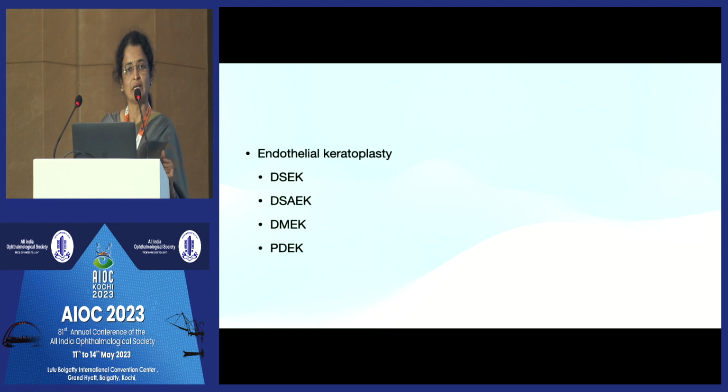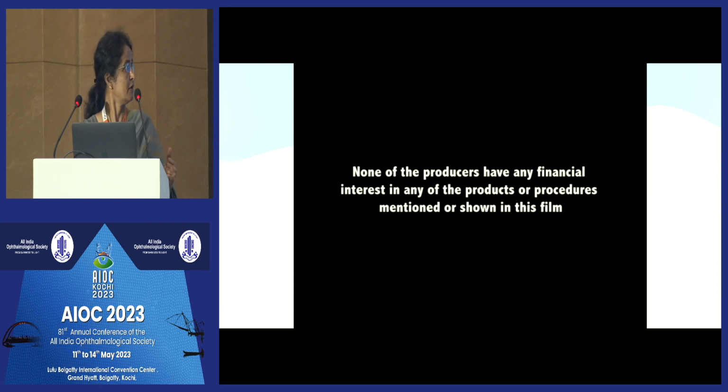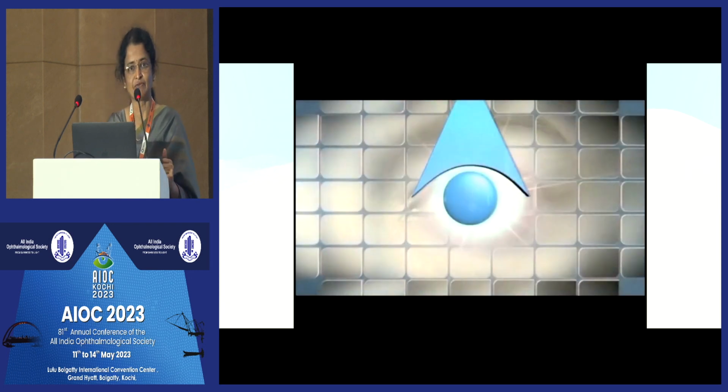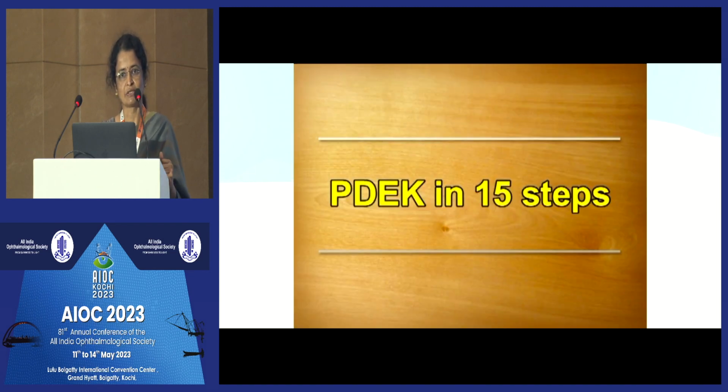The endothelial keratoplasty types we have are DSEK, Descemet stripping endothelial keratoplasty, DSAEK, Descemet stripping automated endothelial keratoplasty, DMEK, that is Descemet membrane endothelial keratoplasty, and PDEK, that is pre-Descemet endothelial keratoplasty. I'll show you the videos of what we practice, which is PDEK. This is an initial case where it was a straightforward case, the IOL was stable, and the patient presented only with a bullous keratopathy, and a little DM scarring was also there.